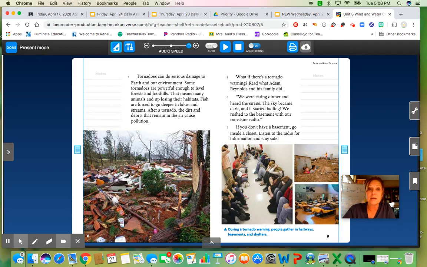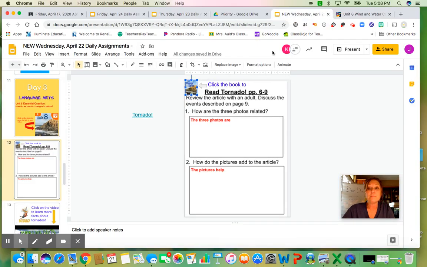And look at this tree. It looks like the tree is totally snapped. All right. And over here. So those pictures are really helping us with this article because they're showing us what it actually looks like to have survived a tornado. So number 2 says, how do the pictures add to the article? The pictures help me to what? What do they help you to do? What do they help you to understand?